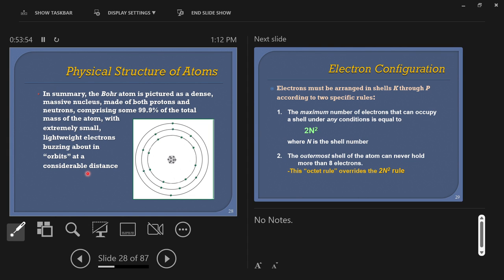So there you have it. The Bohr atom, pictured as a dense, massive nucleus made of protons and neutrons. This comprises almost all of the mass of the atom, which is why we don't count the number of electrons when we're talking about mass. Electrons orbit at some considerable distance. Again, if we made the pen cap my nucleus, the nearest electron is a football field away. So big distances, even though they're small distances, relatively big distances.